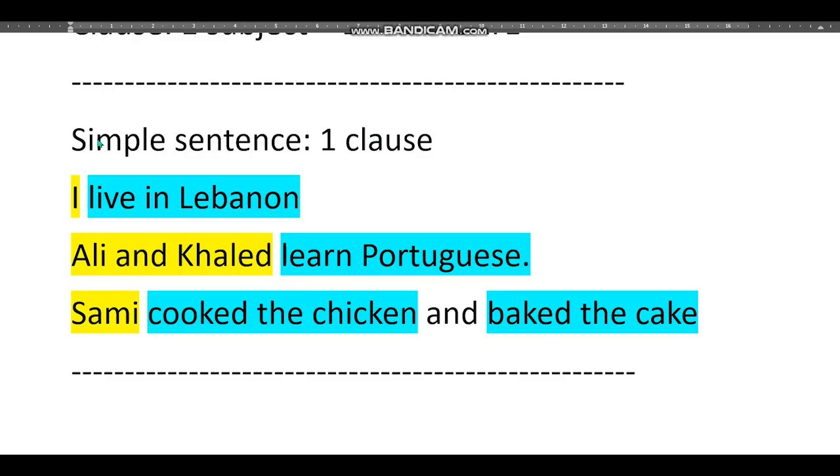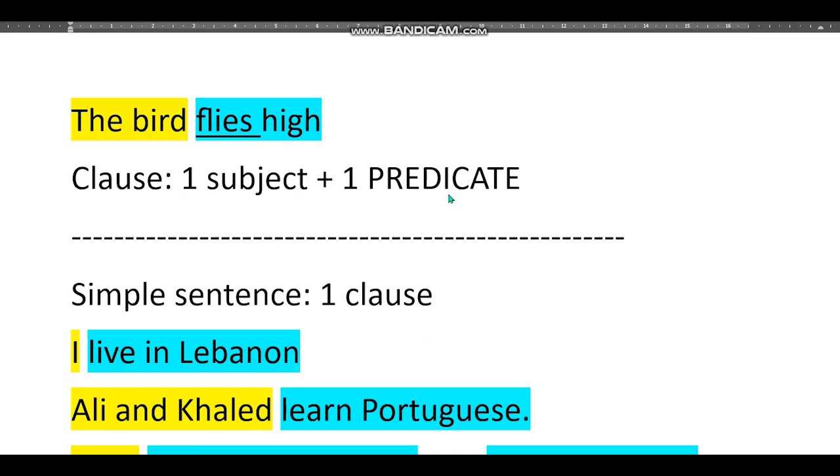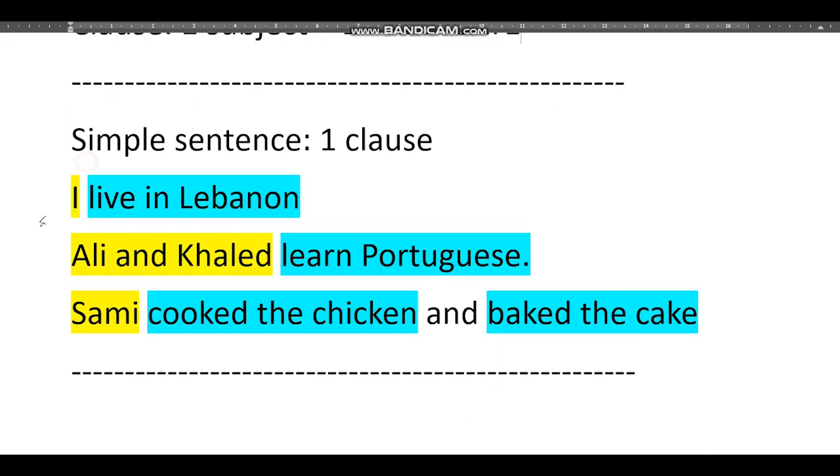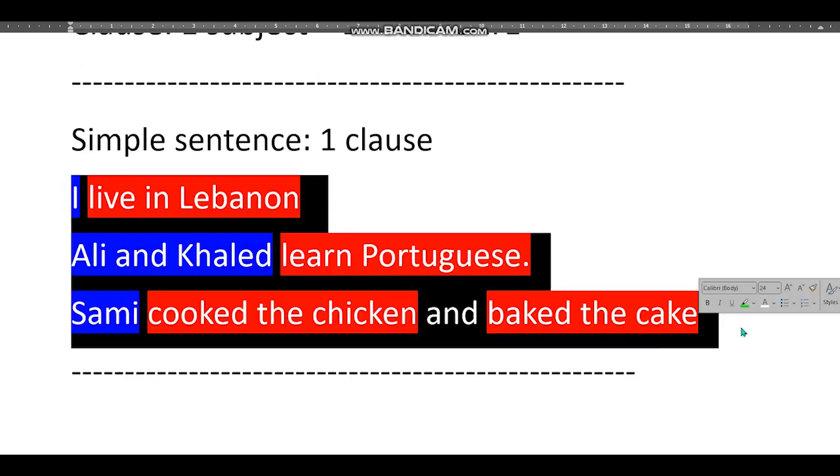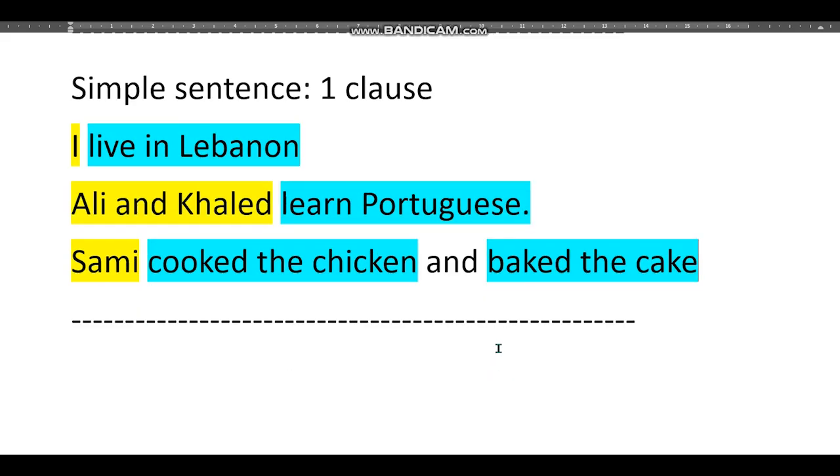Okay? So, simple sentences consist of only one clause, and the clause has one subject and one predicate. Okay? If it has one subject and two verbs, it's still a clause. If it has two subjects, like in this example, Ali and Khalid, and one verb, it's still a clause. Okay? So, all three here are considered simple sentences and one clause. Now, I want you to pause the video and write in the comments one simple sentence.